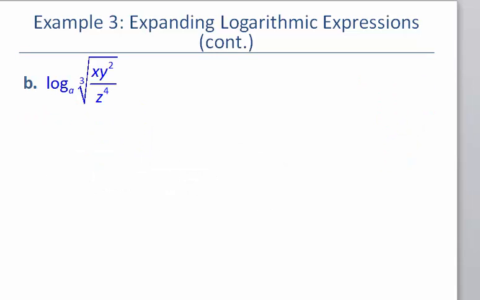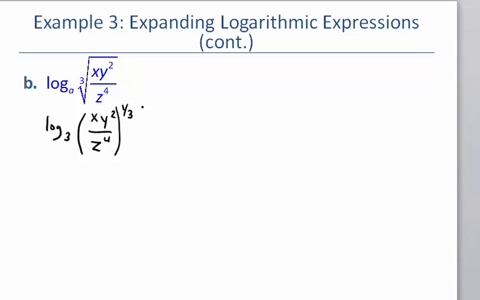All right, so let's look at part B. Part B says log base a of the cubed root of x times y squared over z to the 4th. So again, remember that a cubed root can be written as a power, and we want to do that because we don't really have a property of logs that would apply for a radical. So let's go ahead and write this instead of the cubed root, let's write it to the 1/3 power. So we have log base a of x y squared over z to the 4th, all raised to the 1/3 power.